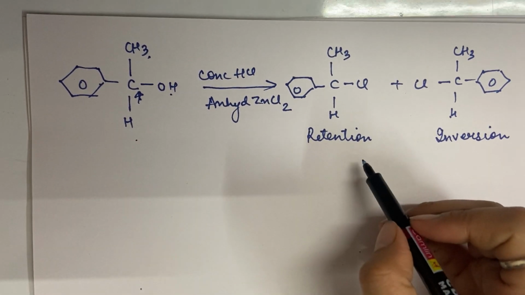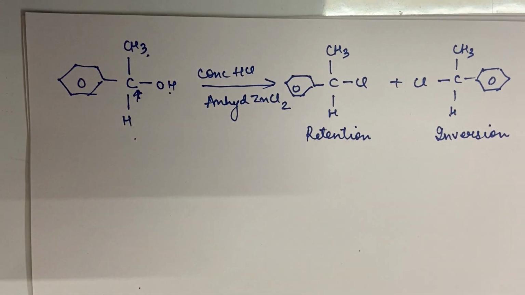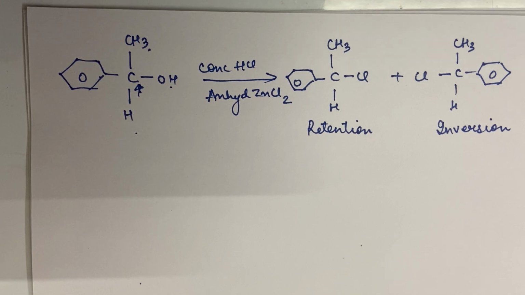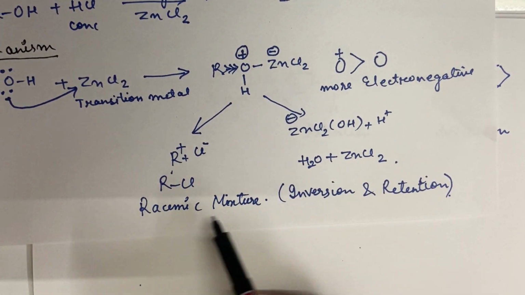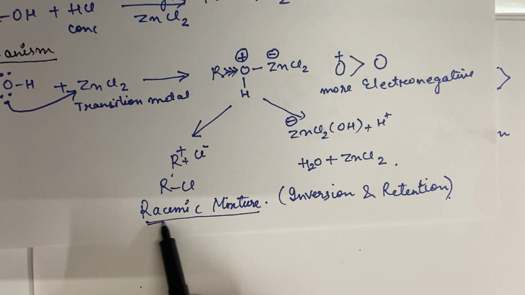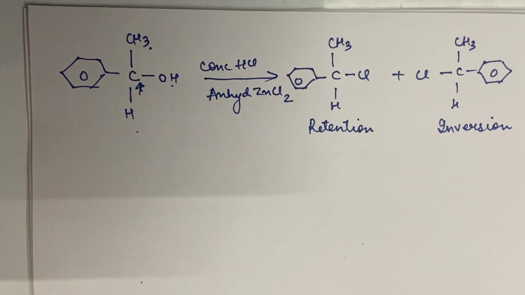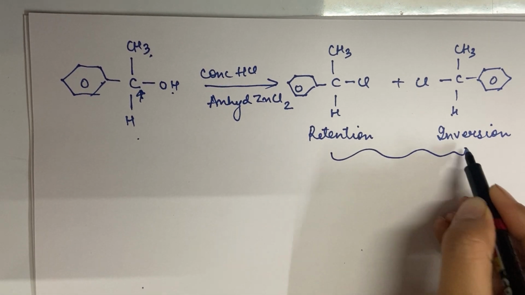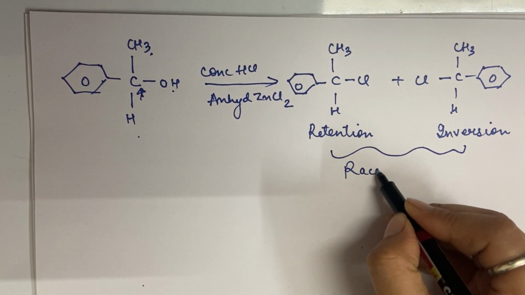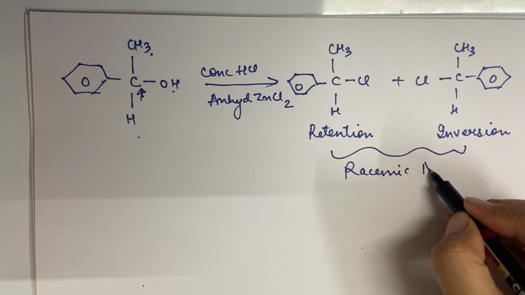Okay, and in the previous reaction which I have shown you, I have told you that both the compounds are forming. That is why it is called a racemic mixture. So whenever both of these compounds form together, it is called a racemic mixture.